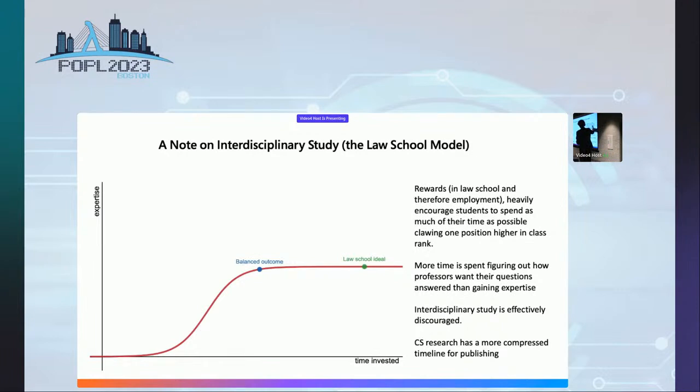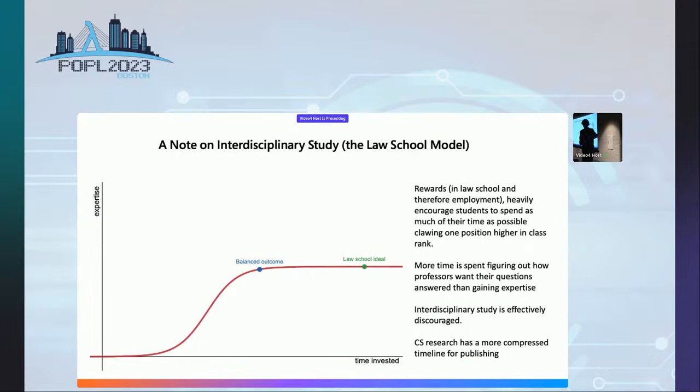One of the reasons why you probably have a hard time finding interdisciplinary people to study with is the way that law school works in post-graduation employment. There's sort of this diminishing returns thing. It's like a sigmoid curve. The more time you spend, you get more and more expertise. This is probably a balanced outcome, right? Law school wants you as far on this end as possible because being one rank higher in your class rank is going to get you better employment outcomes.